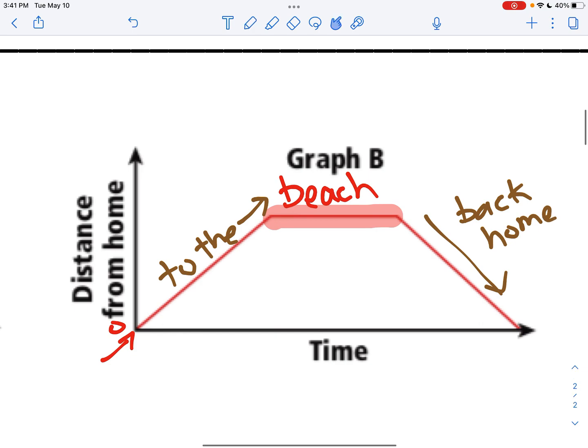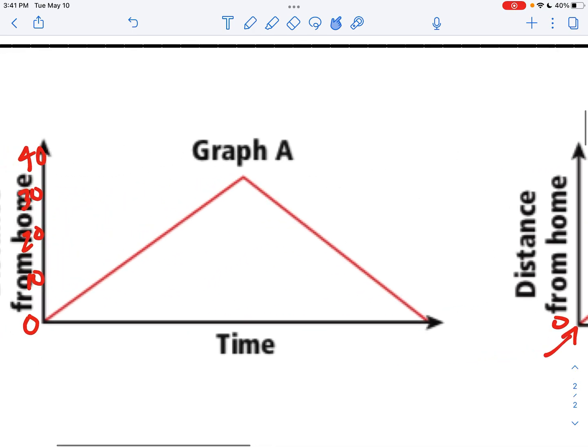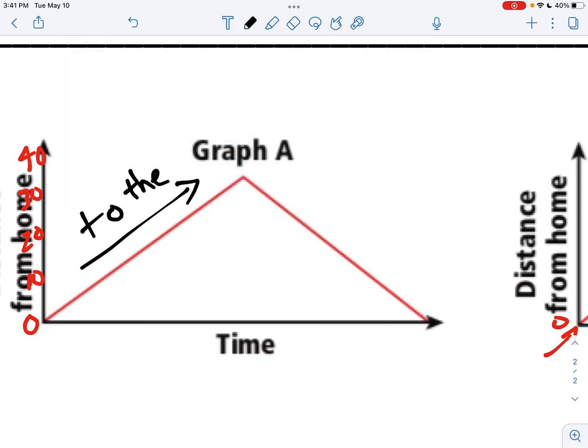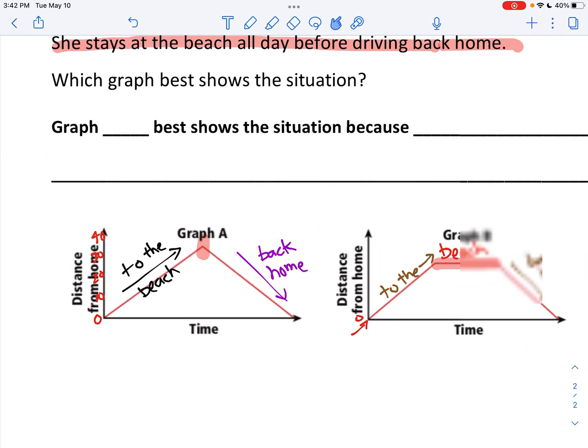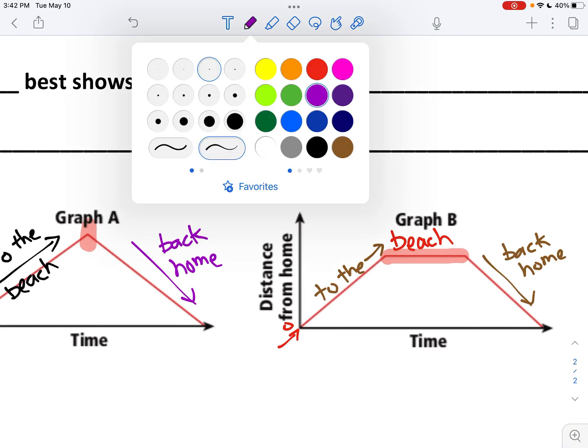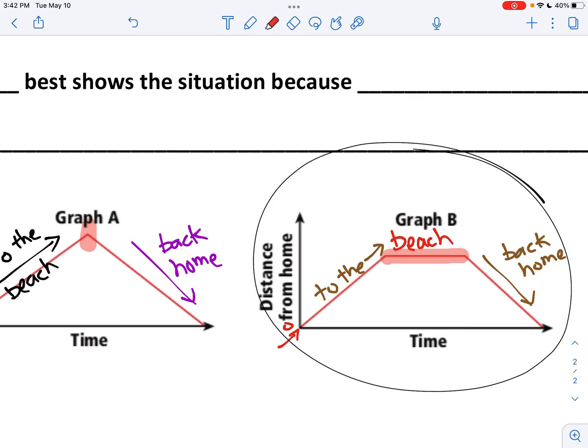Graph A shows something completely different. Graph A says she drove to the beach, and then she got there for like 2 seconds and then decided to immediately drive back home. That would be a silly thing to do. Unless, of course, like she forgot something that she needed and she needed to drive back home, right? Or maybe like her brother or sister needed her, or her mom or dad, or her kids. We don't really even know how old she is, right? So which graph best shows the solution? It's B, graph B. Maybe I'll just grab a different color here. Graph B best shows the solution.